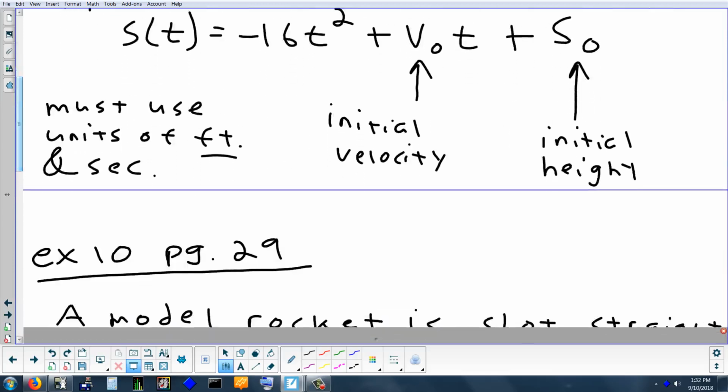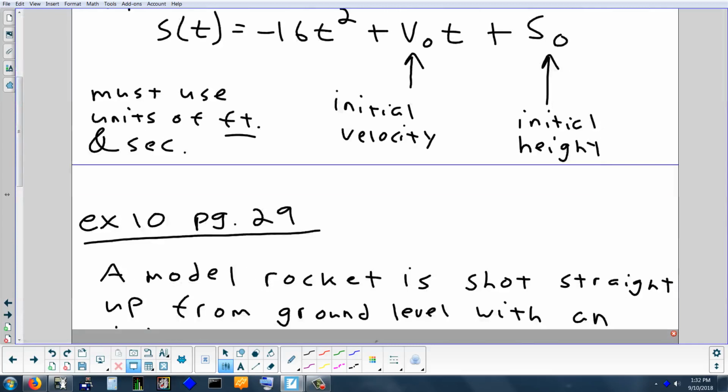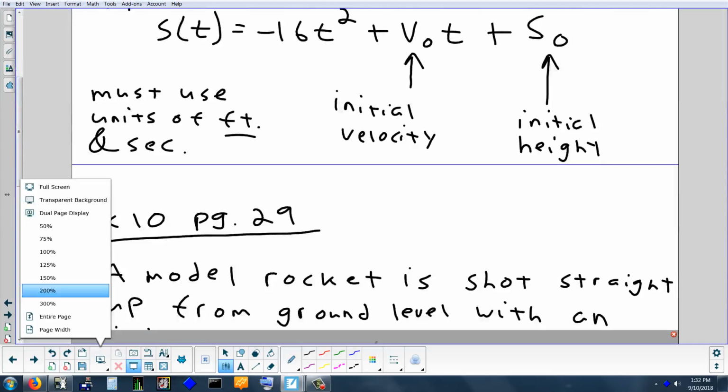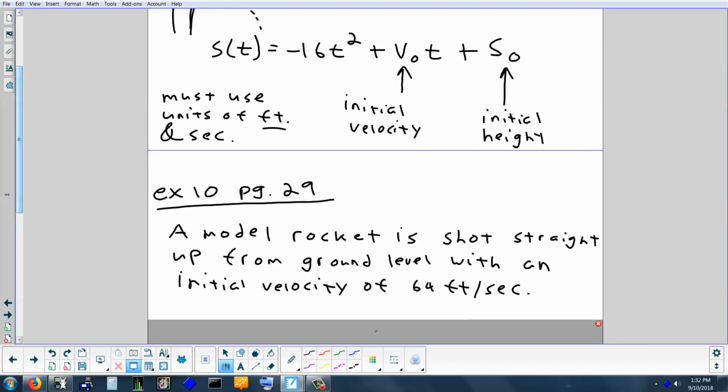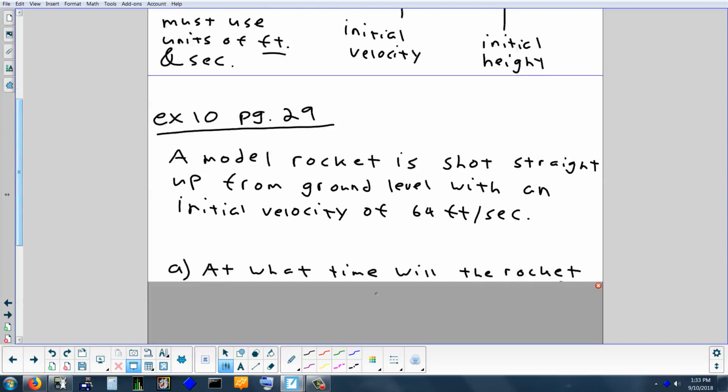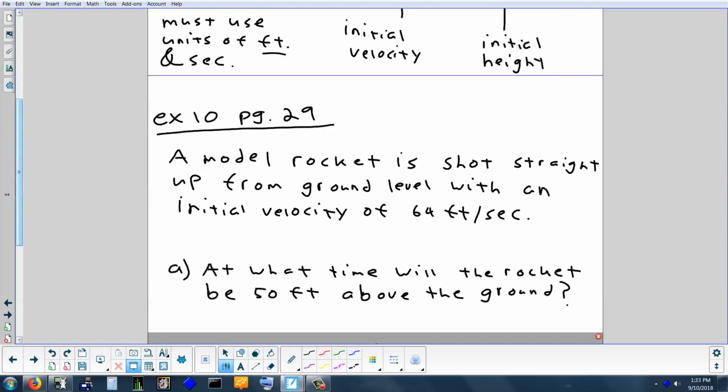Okay, so let's use that formula to figure out this problem. So we're shooting a rocket straight up from ground level, and the initial speed of the rocket is 64 feet per second. Looks like a 9, but that's a 4. 64 feet per second. So I want to know when this object is going to hit 50 feet exactly. What time does it hit 50 feet at?